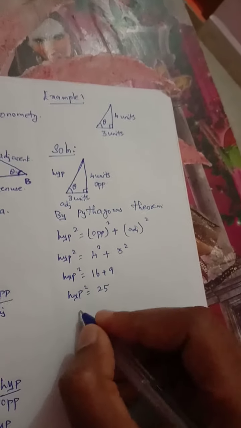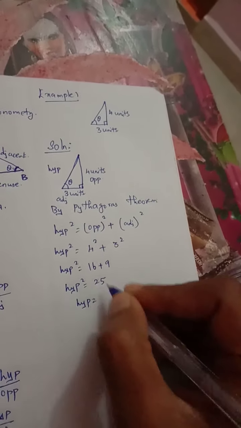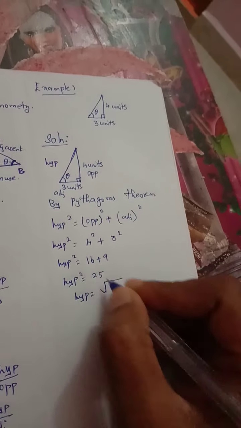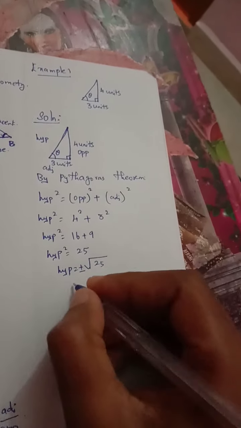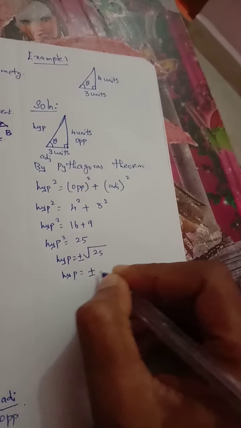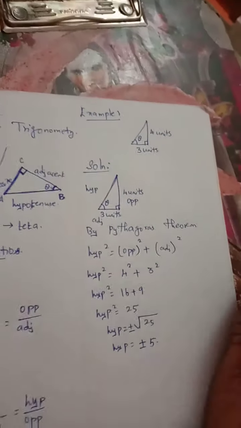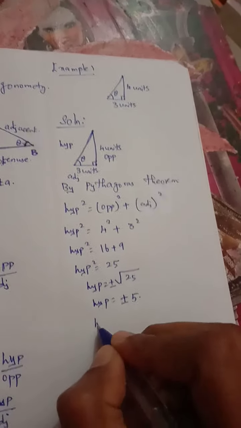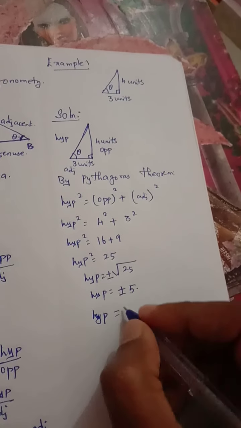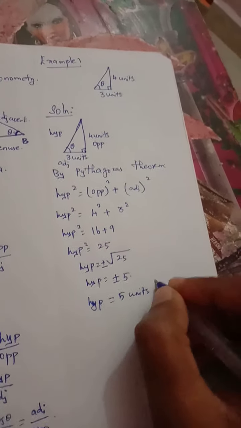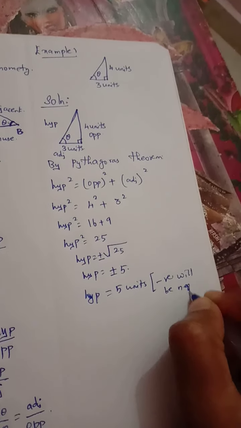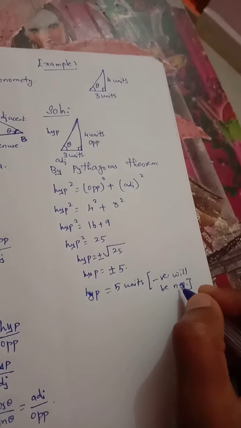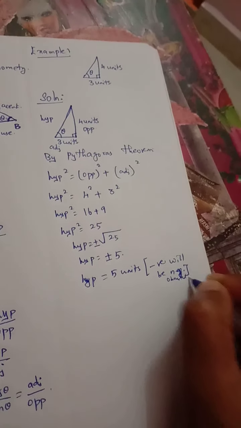We need only the hypotenuse, so this square on this side becomes square root, plus or minus square root of 25. Therefore hypotenuse is plus or minus 5. Since it is a side of a triangle, we need not have negative values. Therefore hypotenuse is 5 units. The negative value will be neglected. Clear, children? So we know all these 3 values.